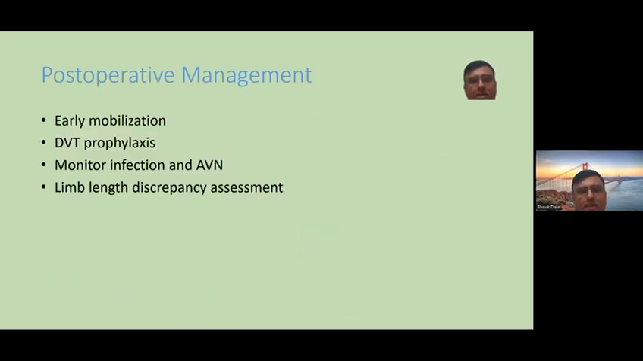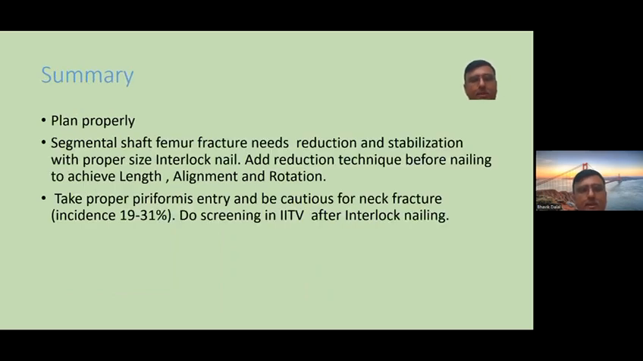So post-operative management, again, we have to be very cautious for early mobilization. Also, you can give DVT prophylaxis. You have to monitor the signs of infection and also for the signs of avascular necrosis. Limb length discrepancy assessment should be done properly. So in summary, you have to plan properly. Segmental shaft fracture needs reduction and stabilization with a proper size interlock nail, and a reduction technique before nailing to achieve length, alignment, and rotation.